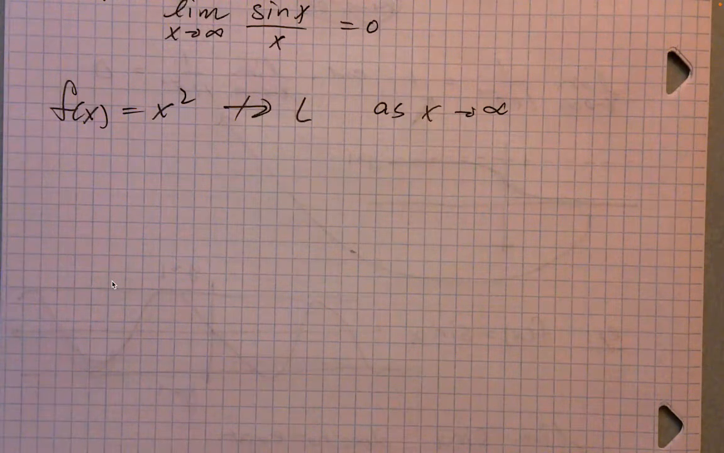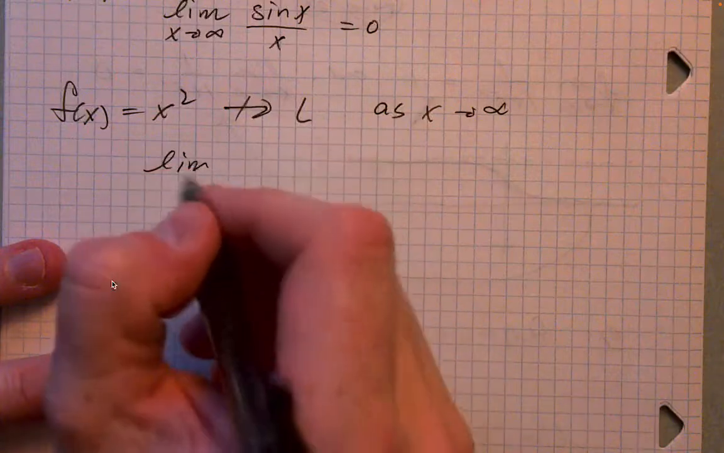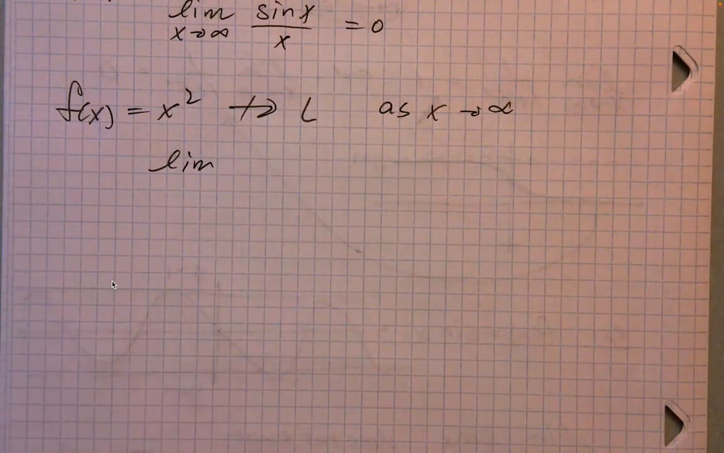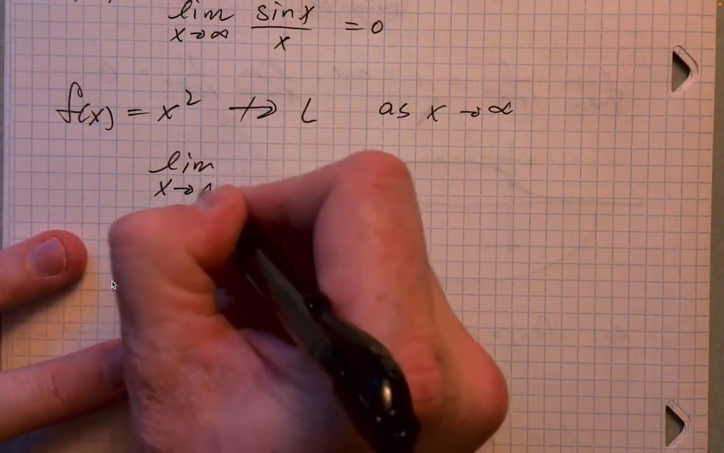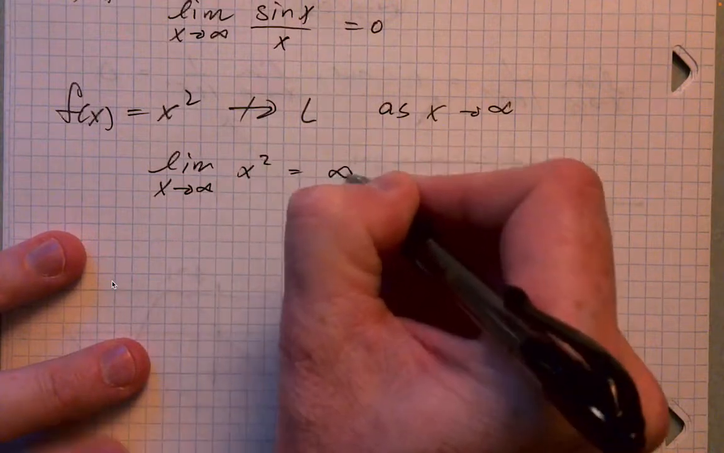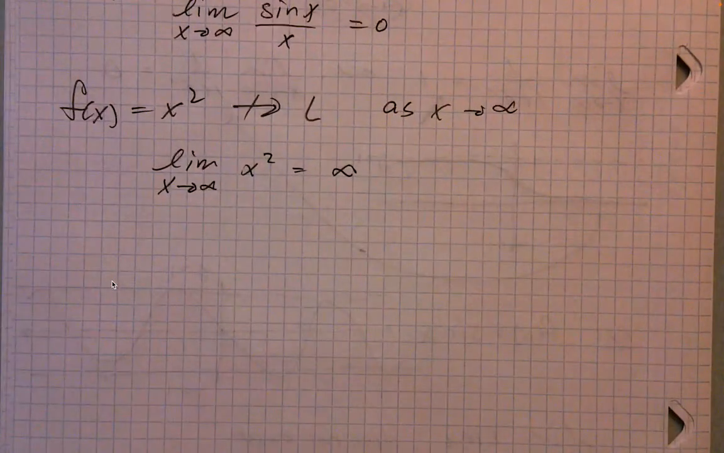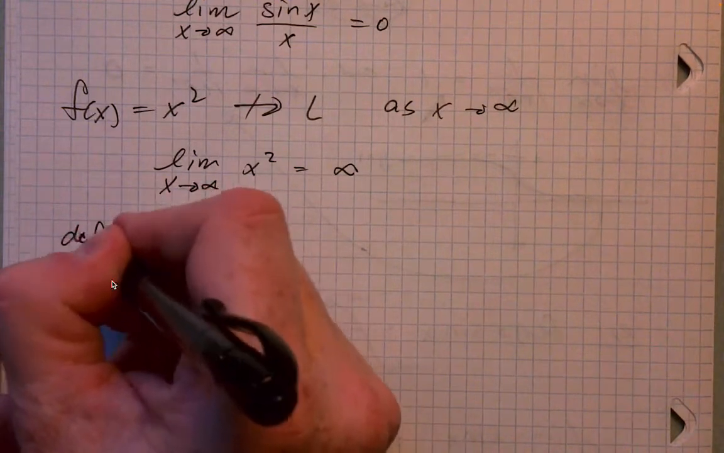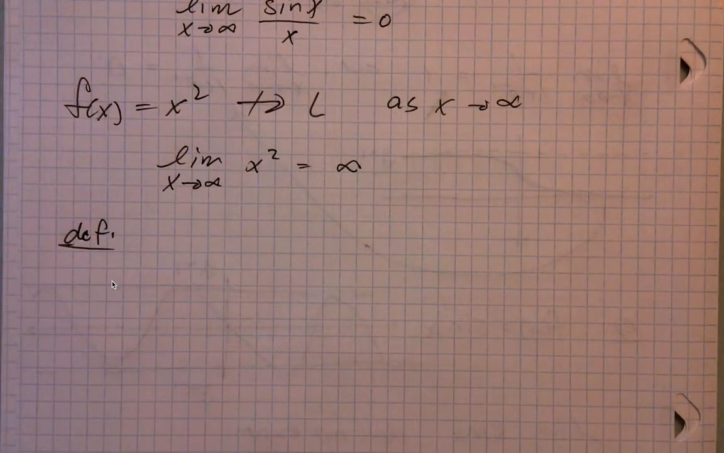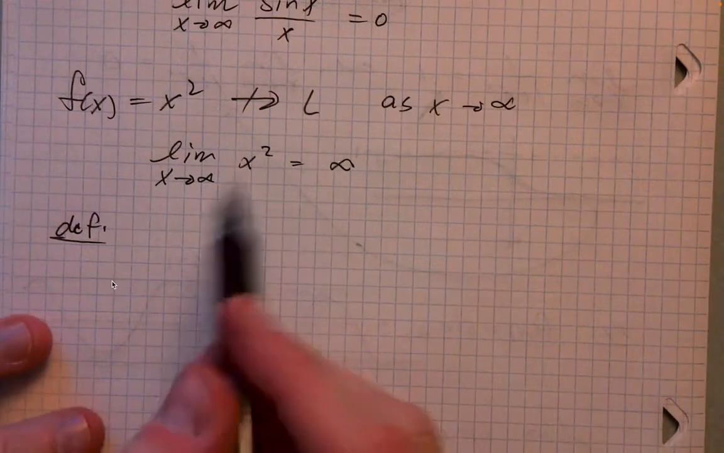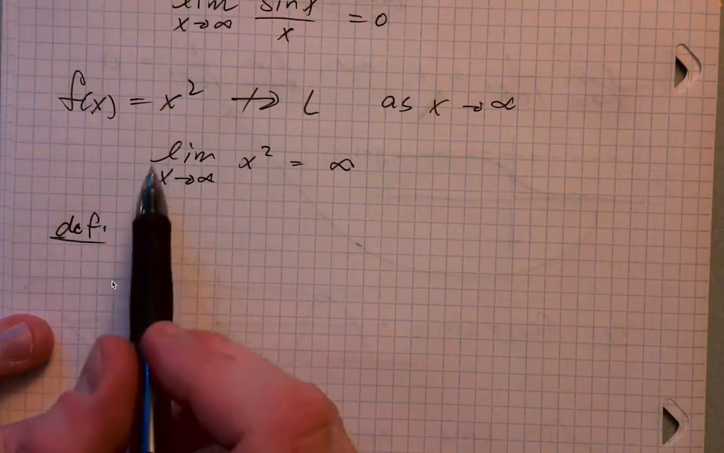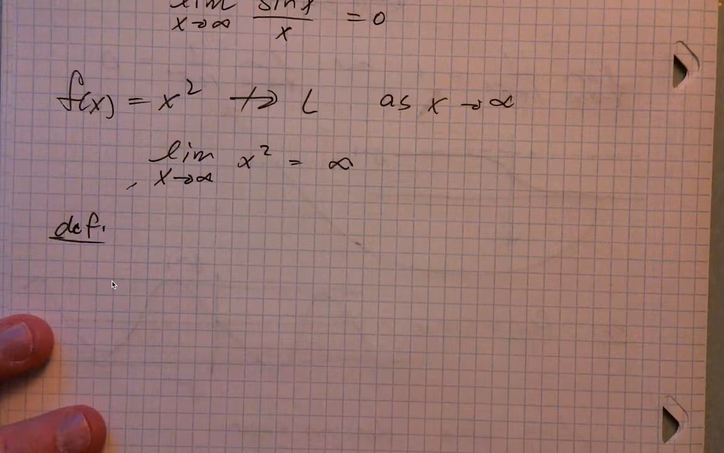So f takes off to infinity as x gets larger and larger. So what do we mean when we say that a function's limit at infinity is infinity? You might write that the limit as x approaches infinity of x squared is equal to infinity. So what do we mean by that? Well, let's get a definition out here. So this would be a limit at infinity that's equal to infinity.